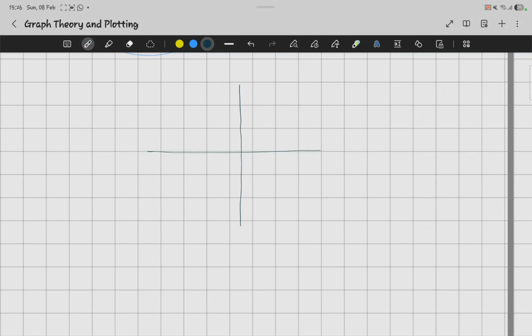Now we have this function of t, and this is where we have t, and the example is something like this. This is where we have 2, and we have 4 here. So if I connect the dots at that point, we get something like this.